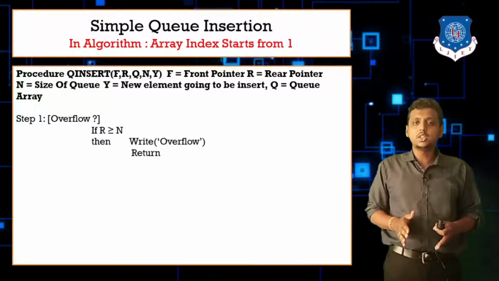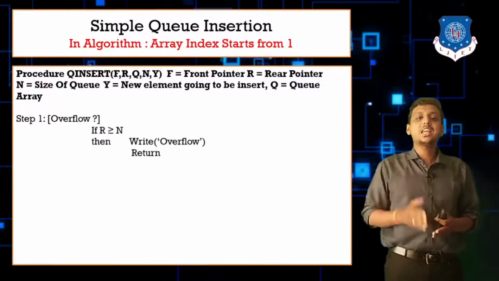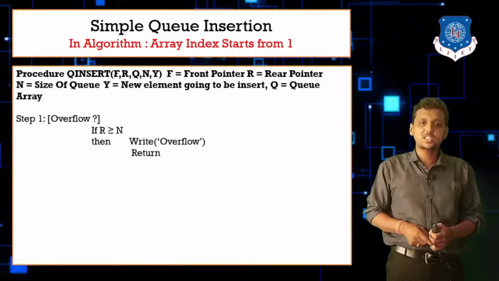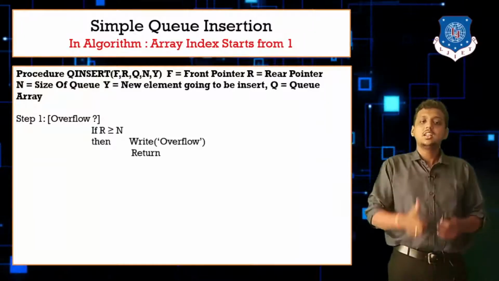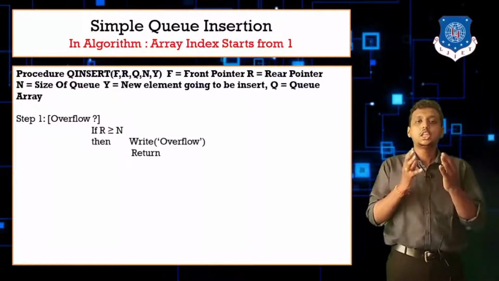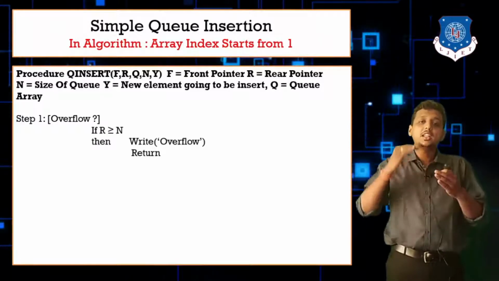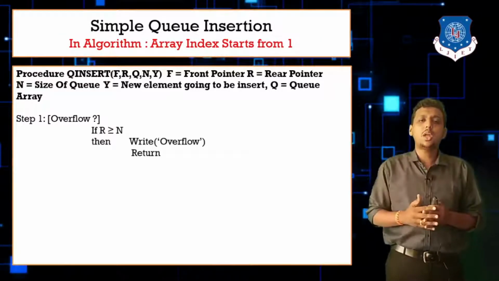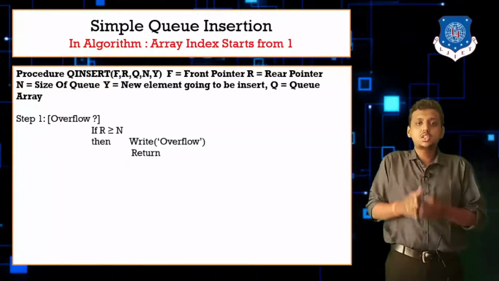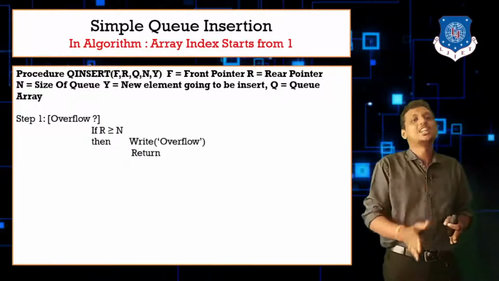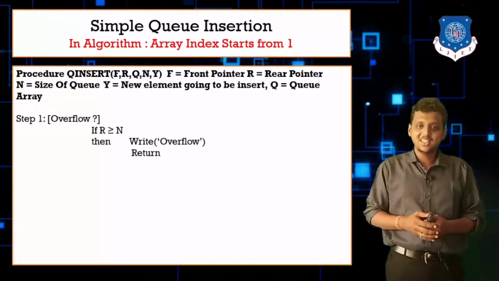So what I am going to do is first compare the position of the rear with the size of the queue. That becomes my first step. So here it is: if r is greater than or equal to n, then you just need to write "queue is overflow". Fine. If my rear pointer position is greater than or equal to n, the size of the queue, then the queue becomes overflow. So what to do? You just need to return. That means you just get back to your next operation. You cannot perform the insertion, right?